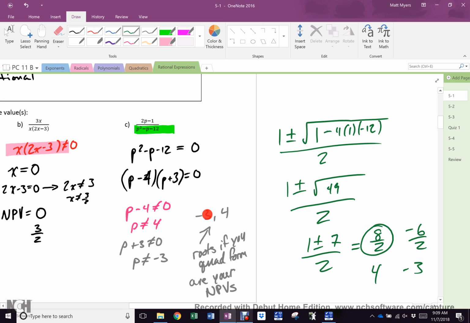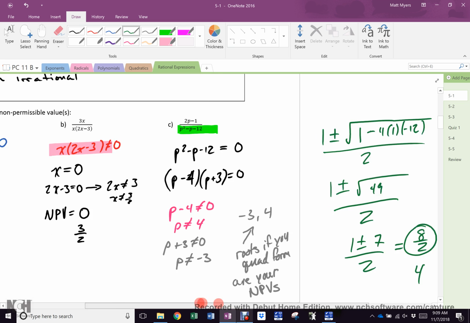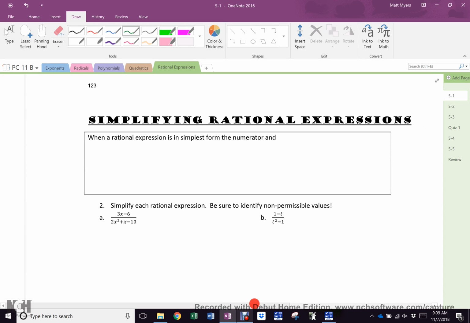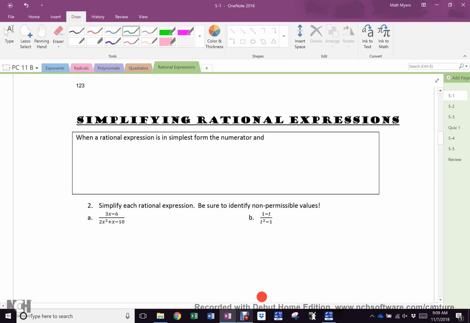Is everybody good? Do I care if you use the quadratic formula on every single denominator? No. But I'll give you a nice hint. I'm very nice to you. 99 times out of 100, your denominators will factor. But do you have to factor? No. Is everybody good? All right, turn the page over and let's see. But I really can't go on unless everybody's cool.